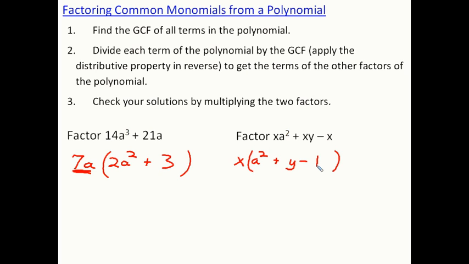That is factoring the common monomial, and that's the first strategy that we'll use. That's what you should always start with when factoring. First, you want to see if there's a common monomial factor.